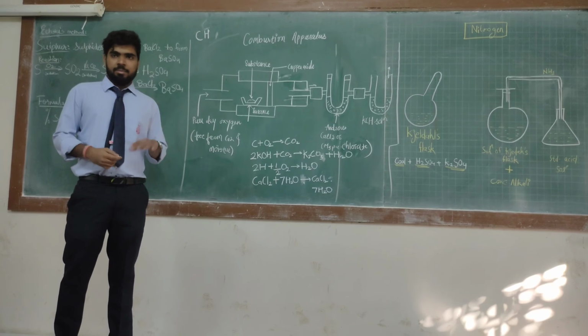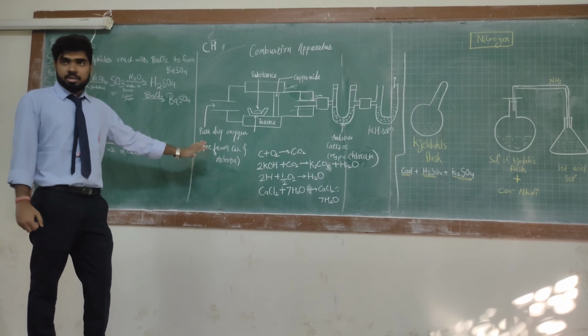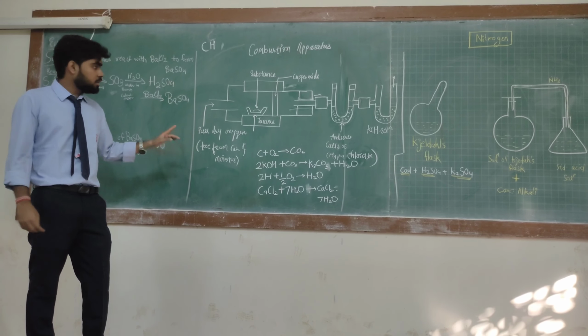Along with those processes, we also have processes which can individually find out the composition of elements like hydrogen and carbon. There are more elements and there are more further processes for that as well. So this is the carbon and this is the process for carbon and hydrogen.